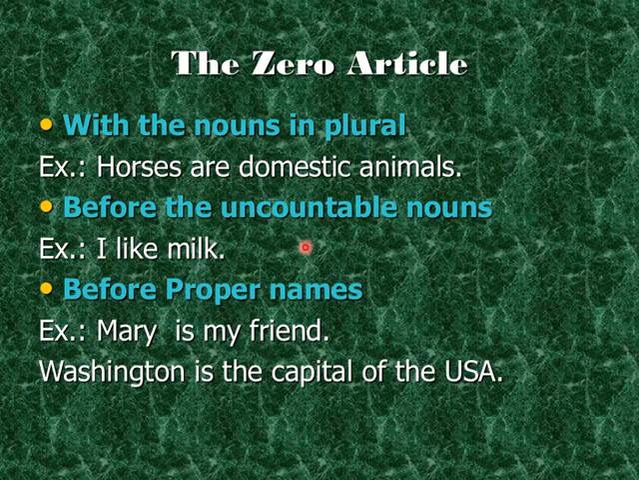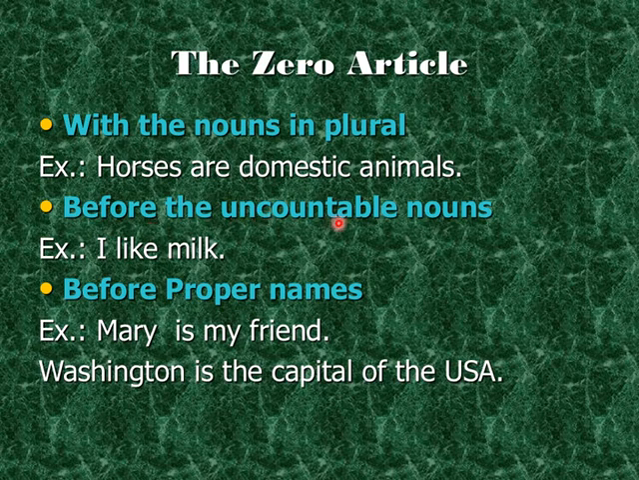Now students, I have already explained the articles a and an, and another article, the. Those were the very common articles that we are supposed to know where to put and where not to. Let's talk about another article, the zero article. With nouns in plural. For example, horses are domestic animals.